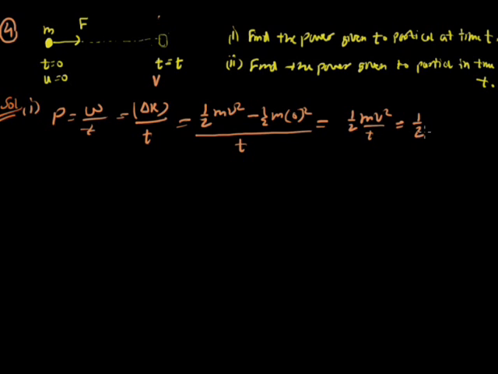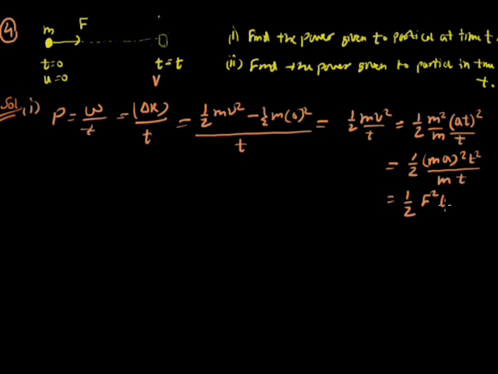We can write it as half m v square by t. V can be written as a t, so this would be simply m a square t square upon t, which is half F square t upon m. So finally, the power given to the particle at time t would be half F square t upon m.